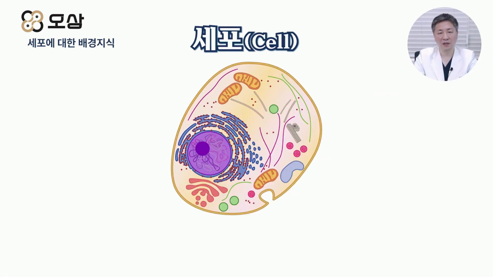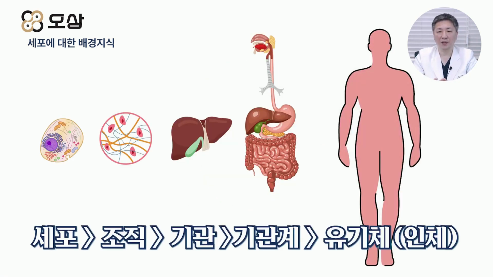Finally, the basic unit that makes up these tissues is the cell. So, to summarize, cells come together to form tissues, tissues come together to form organs, these organs form organ systems, and these 11 organ systems make up the human body. I hope this simple overview has been helpful.